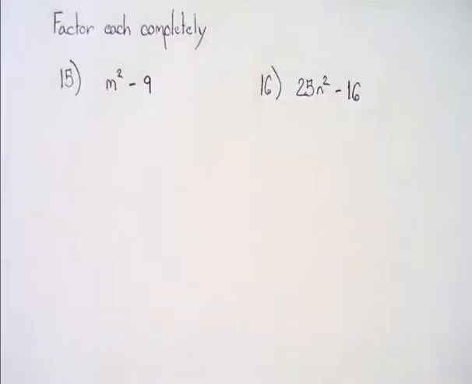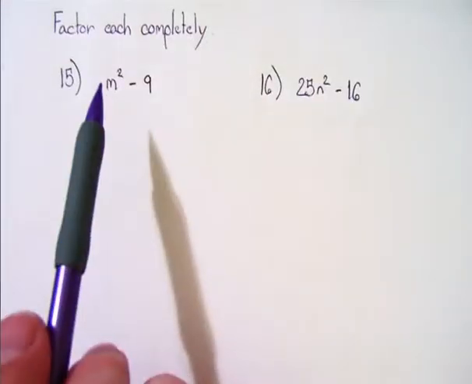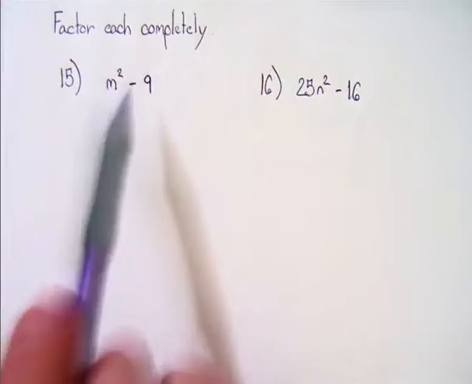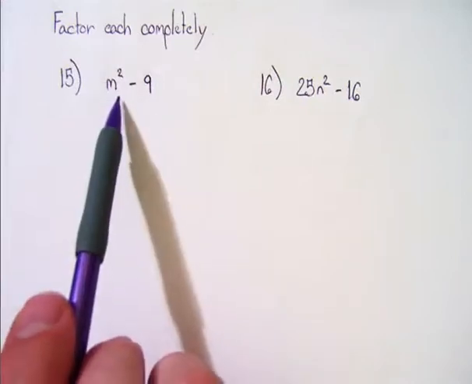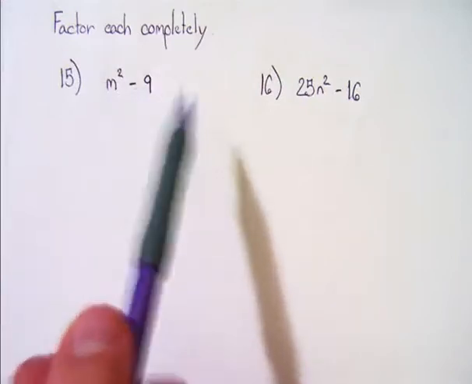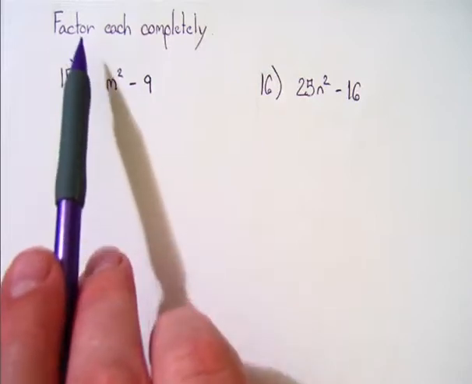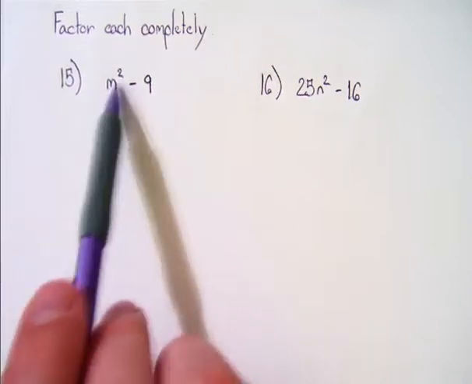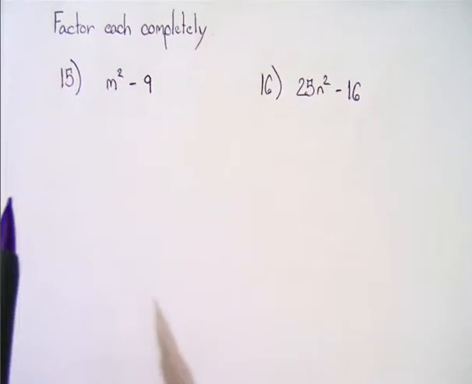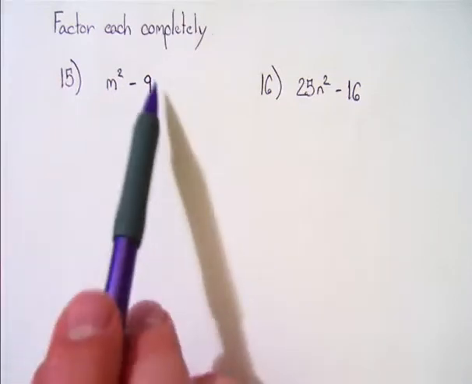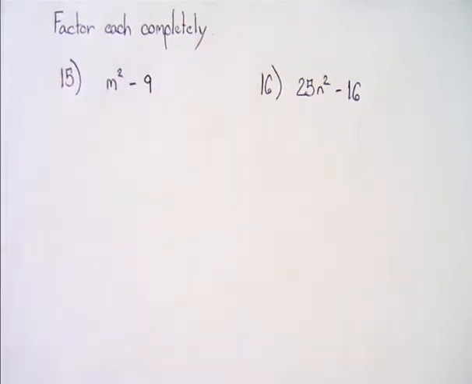Factor each completely. This is a type of expression that we call a difference of squares, and we'll see why in just a second. What we're going to learn is how to factor that, and factor means to take one expression and turn it into a multiplication problem, where one thing times another thing gives you your original expression.